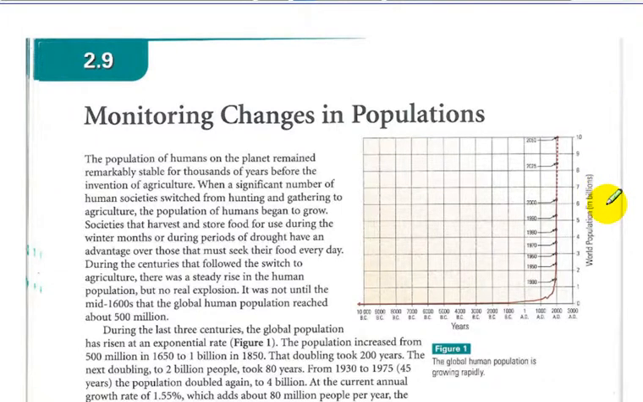Welcome back, Science 10. This is the third installment of the CD3 booklet, 2.9, monitoring changes in population. So, take a look.